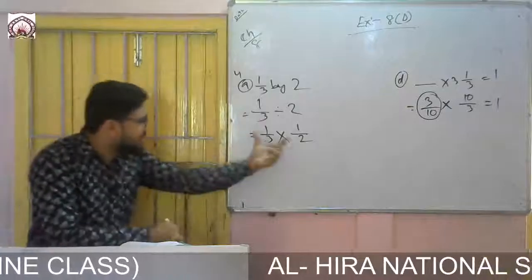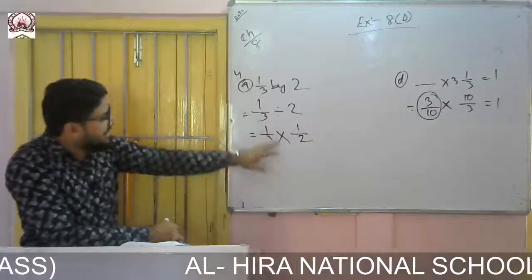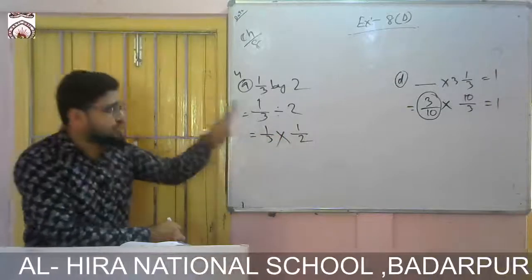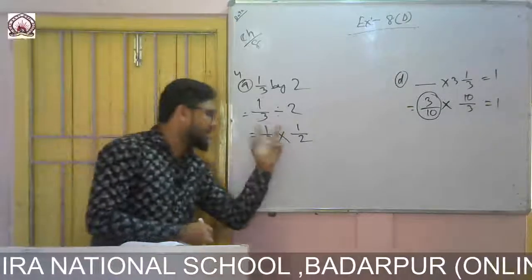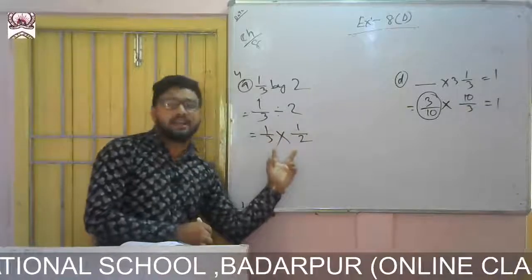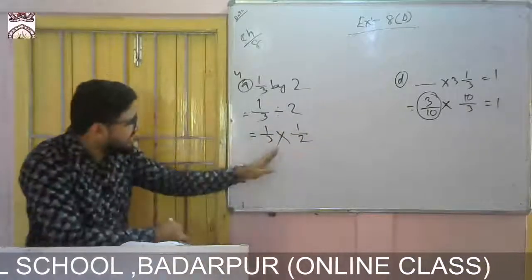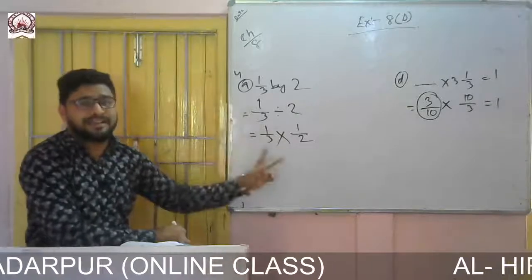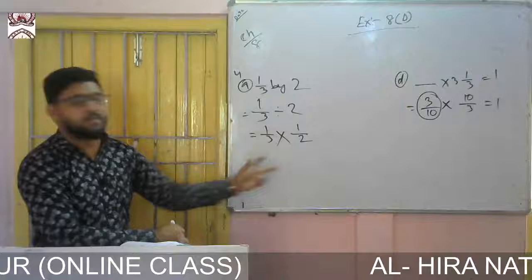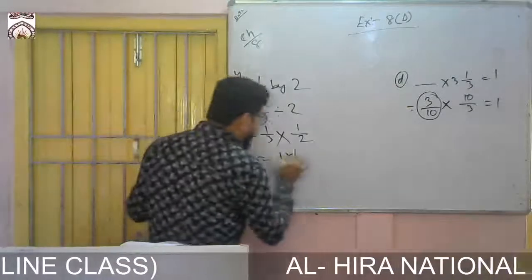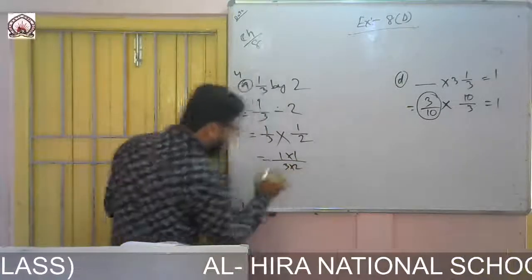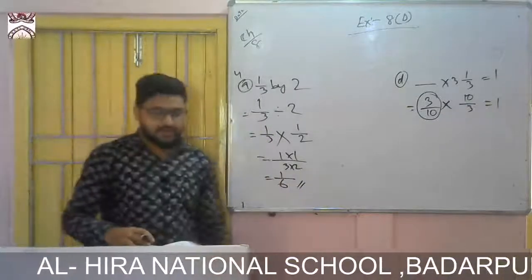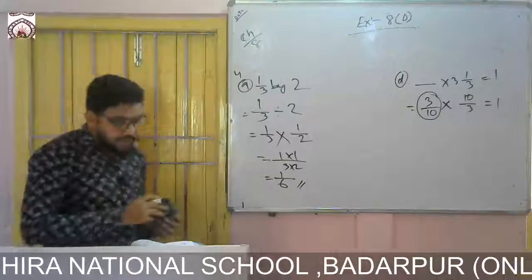Now you multiply, or you see whether they get cancelled or not, whether they can be taken to the lowest form or not. If it is not possible, then multiply the numerator and the denominator. Here in this case it is not possible to take them to the lowest term. So we multiply the numerator and denominator. 1 into 1 by 3 into 2 is 1 by 6, and this 1 by 6 is the required answer.